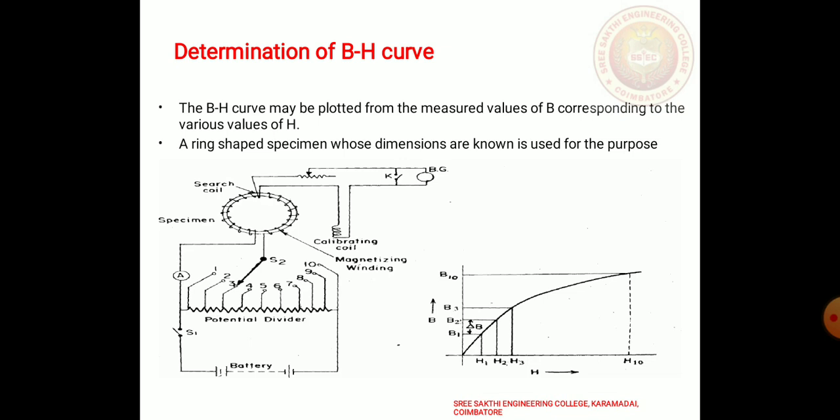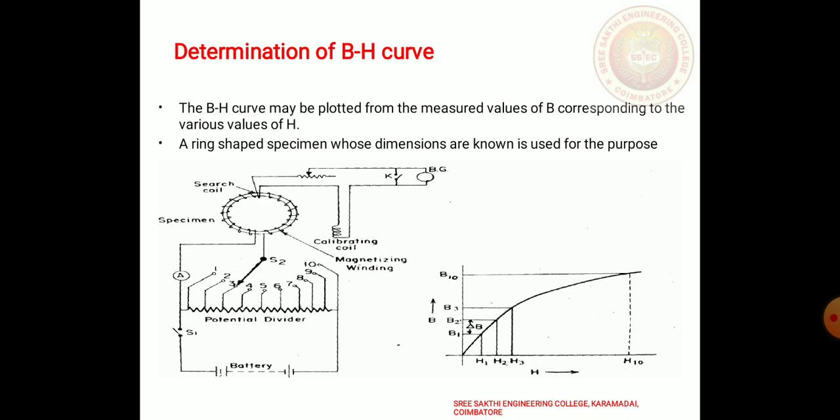Next we can discuss determination of the BH curve. A ring shaped specimen whose dimensions are known is used for the purpose. After demagnetization, the test is started by setting the magnetizing current to its lowest test value. With the galvanometer key K closed, the iron specimen is brought into a reproducible cyclic magnetic state by throwing the reversing switch S backward and forward about 20 times.